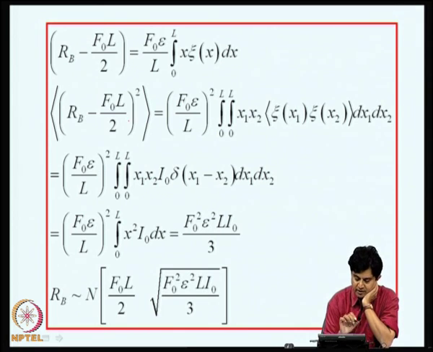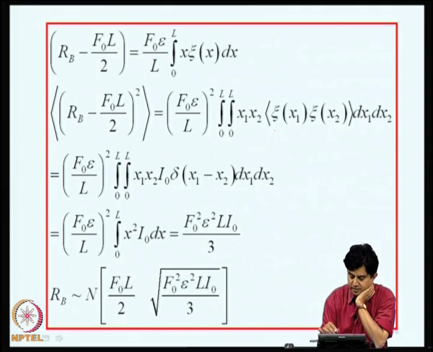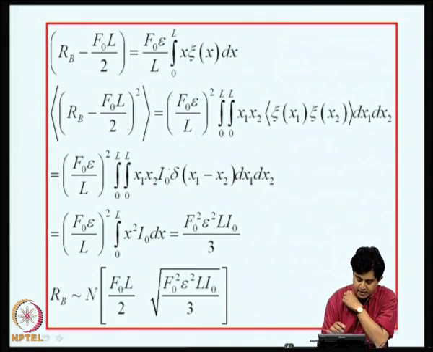Now, if you find the mean square value, we have to square this. So, a single integral becomes a double integral, and if we take expectation, we have inside this integral the expected value of xi of x1 into xi of x2, which is given to be a white noise. Since psi of x is a white noise, this will be a Dirac delta function, and one of the integrations can be done easily, and this is followed by the next integration. Because this is a simple function, I get the variance as this. So, what we have shown is that reaction B is normally distributed with mean this and standard deviation this.